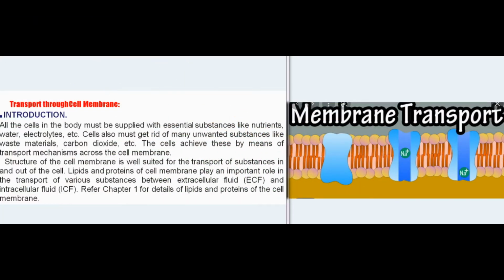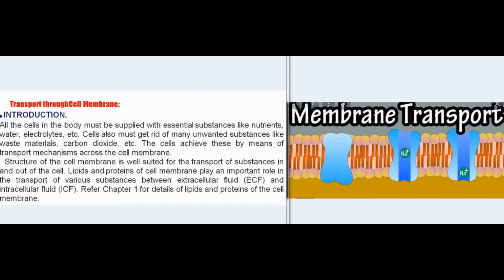Transport through cell membrane. Introduction. All the cells in the body must be supplied with essential substances like nutrients, water, electrolytes, etc. Cells also must get rid of many unwanted substances like waste materials, carbon dioxide, etc. The cells achieve these by means of transport mechanisms across the cell membrane.